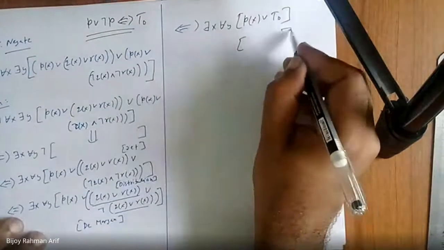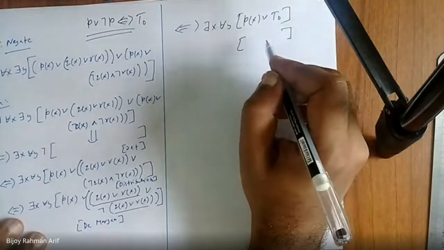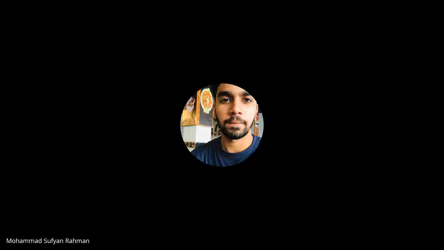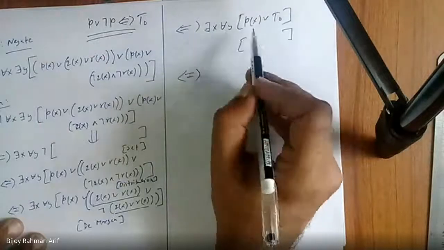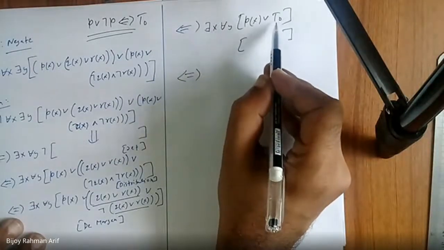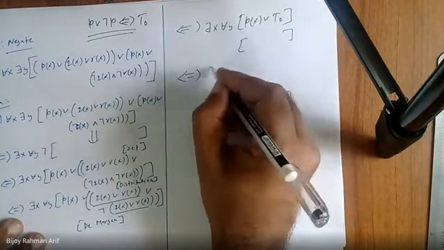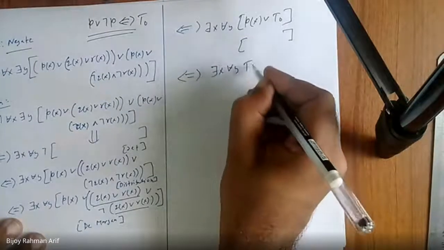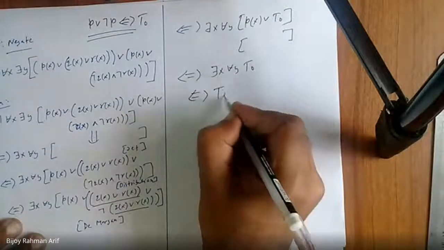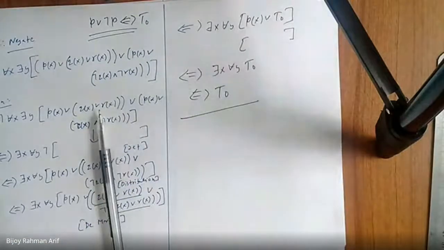Okay, inverse. Is it inverse? Something also, sir, I also forgot. Don't worry. So again, px and not t naught. What is this one? This one is also a tautology. So the whole thing becomes a tautology. This is the proof. Did you get it?